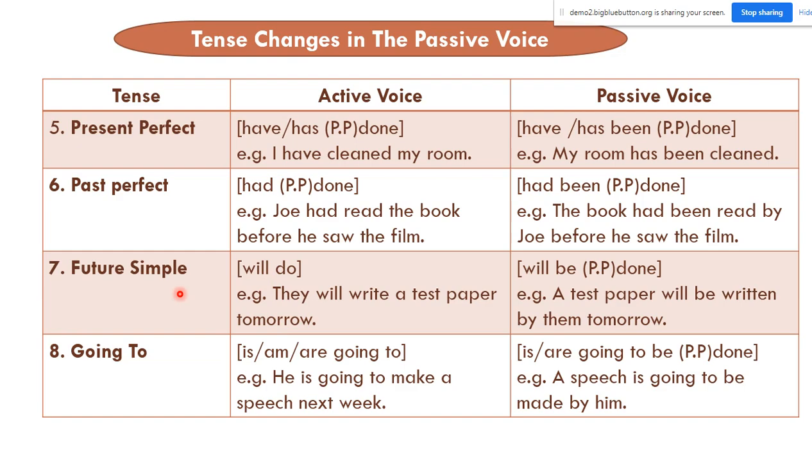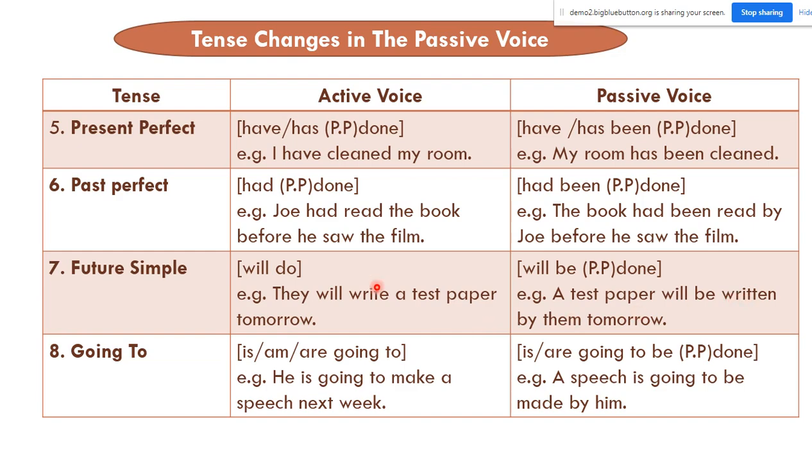Future simple, which uses will. They will write, speaking of something that will happen in the future. They will write a test paper tomorrow. They is the subject, will write is the verb, a test paper is the object or the recipient. To start with a test paper means I'm changing into the passive: A test paper will be written by them tomorrow.